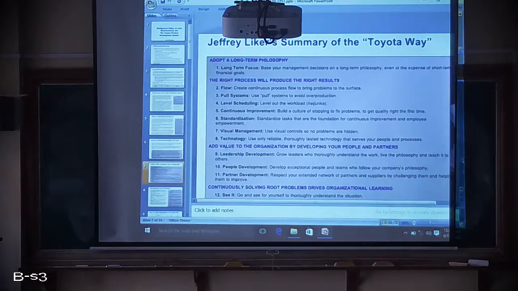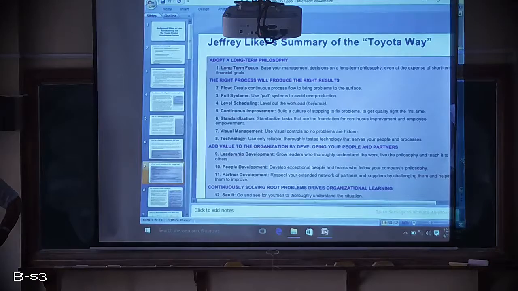Okay, I told these terms already. Build a culture of stopping to fix problems, to get quality right the first time. I'm telling this repeatedly, quality right at the first time only. Sometimes you have to identify problems, and you're going to stop the machine, stop the process, only to fix the problem. That's going to stop everything entirely, so everything is going to be idle. So continuous improvement is like that, and we should have a culture of continuous improvement.